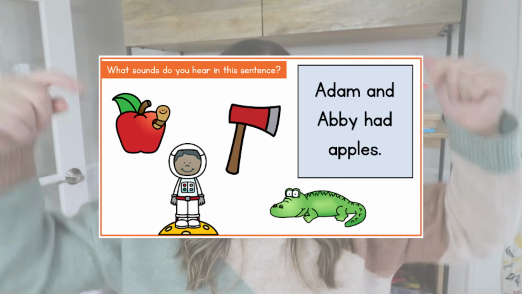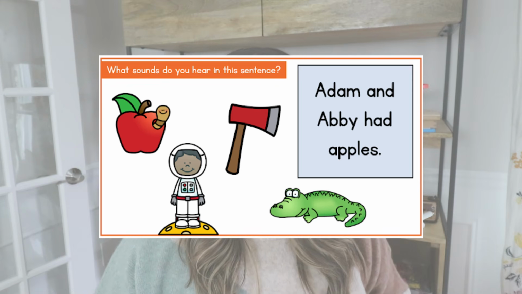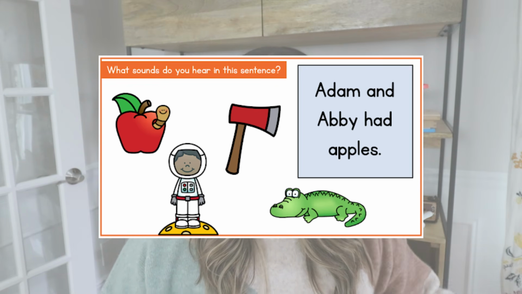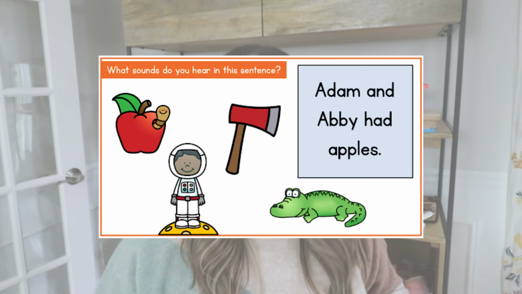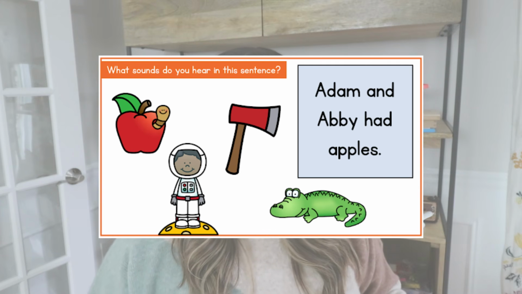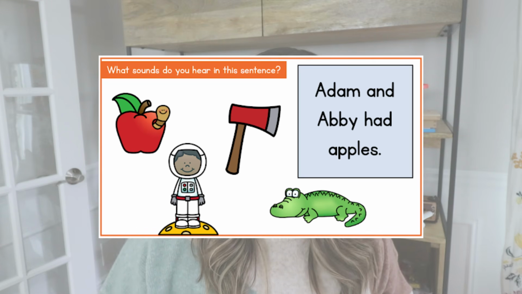But if you're looking for something a little more straightforward, you could also just use an alliterative sentence like this. This is a sentence I would use when teaching the short A sound, and I would ask my students to listen for the sounds they hear in this sentence. Adam and Abby had apples. I might repeat it a couple times, and then I would also say the images aloud. Apple, astronaut, axe, alligator. That is a slide I would display on the smartboard, and then again I would ask my students to listen to that sentence. They don't need to be able to read it at all. They're just listening to it.